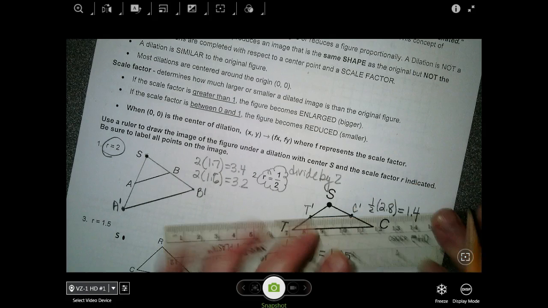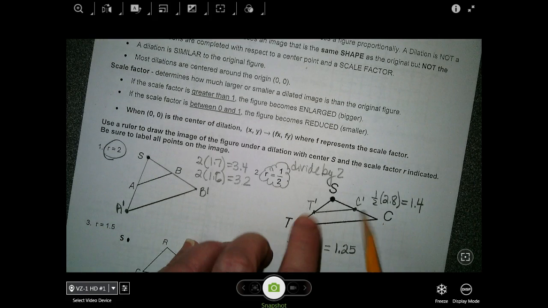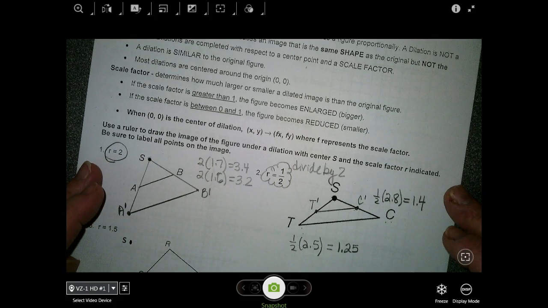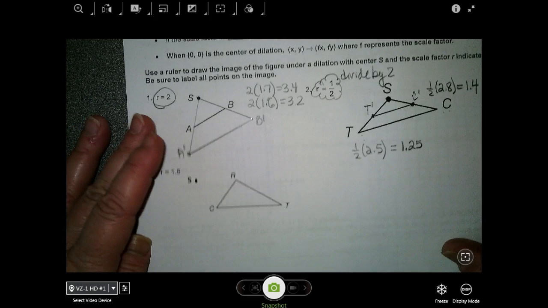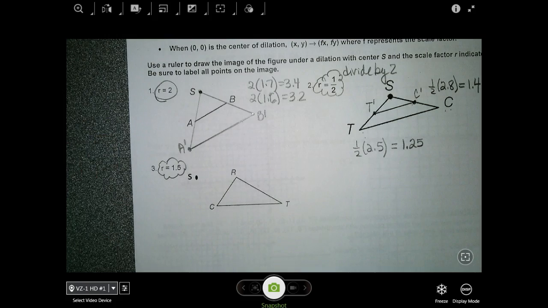Now, what happened is the segment TC got smaller, okay? It shrunk towards S. So it's going to go away from your center of dilation when you're enlarging. It's going to go towards your center of dilation when you're reducing. Okay, we've got one more to do, and its scale factor this time is 1.5. So all of our measurements will be multiplied by 1.5. We're probably going to need a calculator for that.